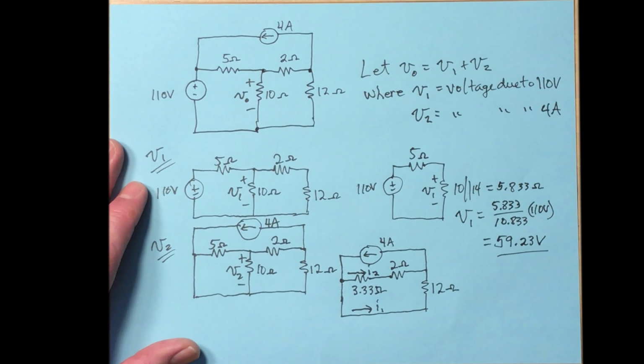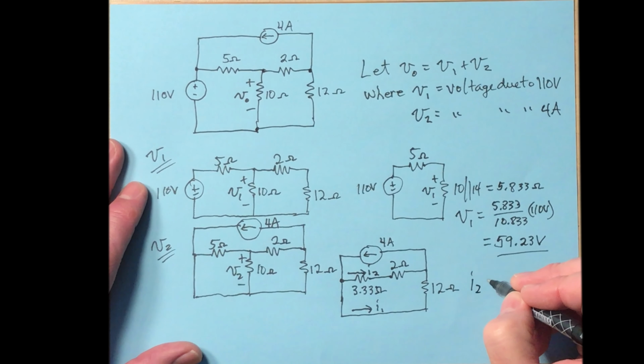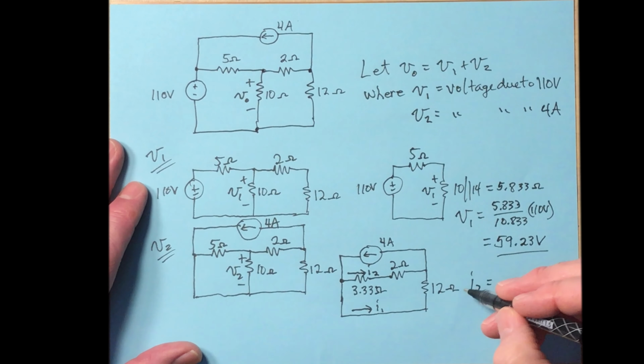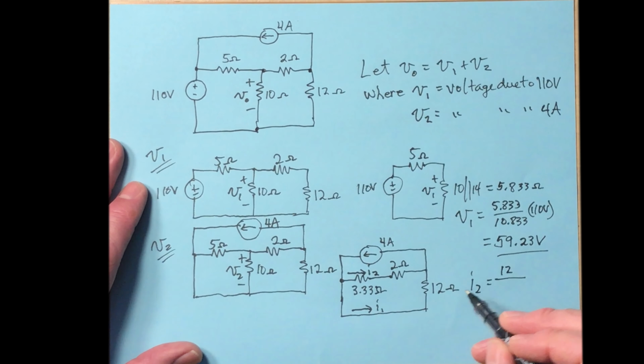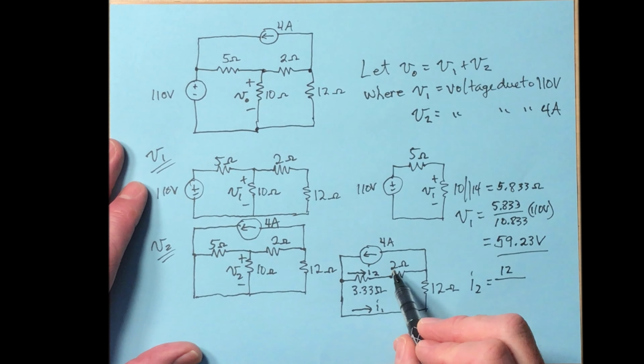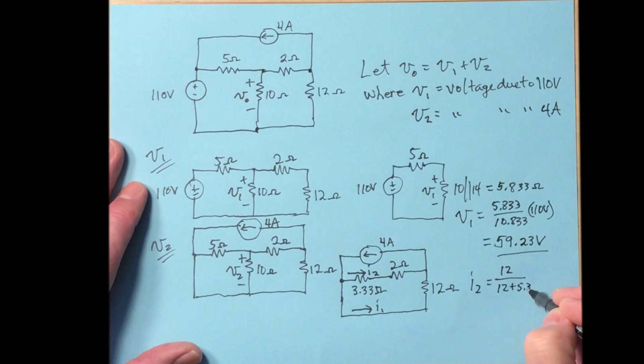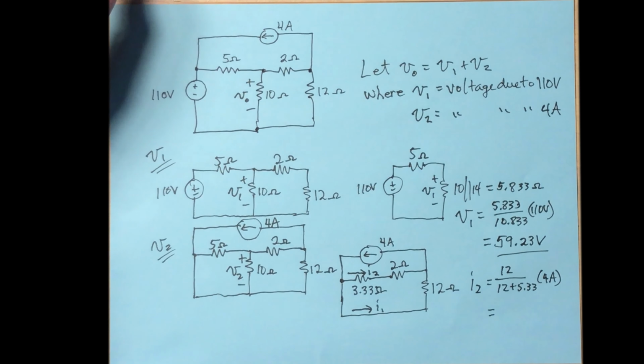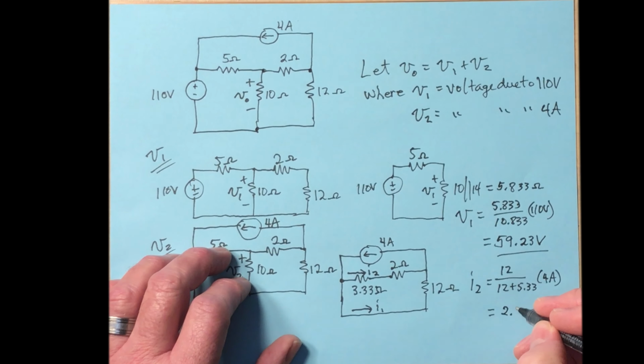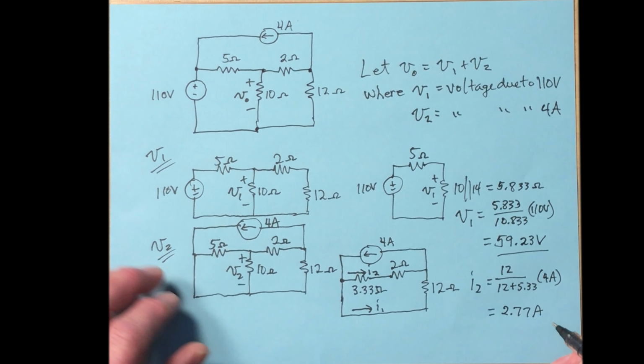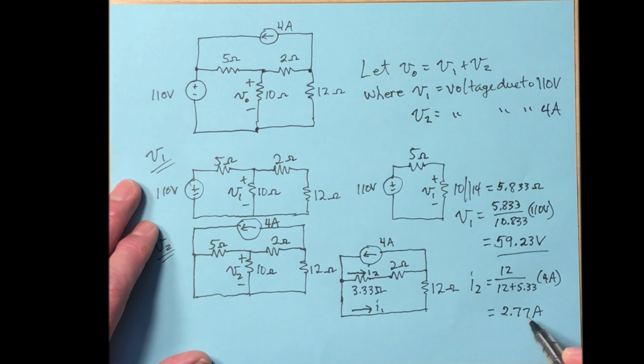All right, well, I2 is going to be pretty straightforward, because now you see this is a current divider. So we've got a current coming in and dividing into I1 and I2 here. So we can write the I2 equation from divider equations. So that's going to be 12 over 12 plus 5.33 of 4 amps. And that turns out to be 2.77 amps. So there we have I2.